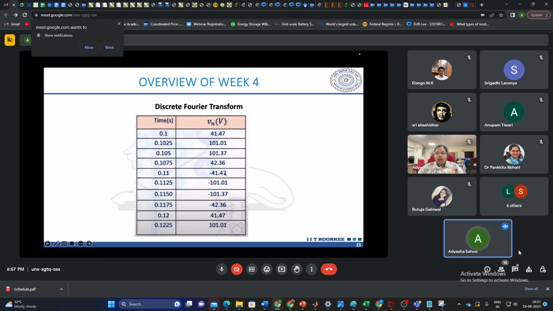So let's take an example. Let's say after sampling, you get this data at certain time steps. At instant 0.1, the sample that you got is this, and similarly proceeding through time. So from this data, can we say what the sampling frequency is? Let's say this is for a 50 hertz signal.